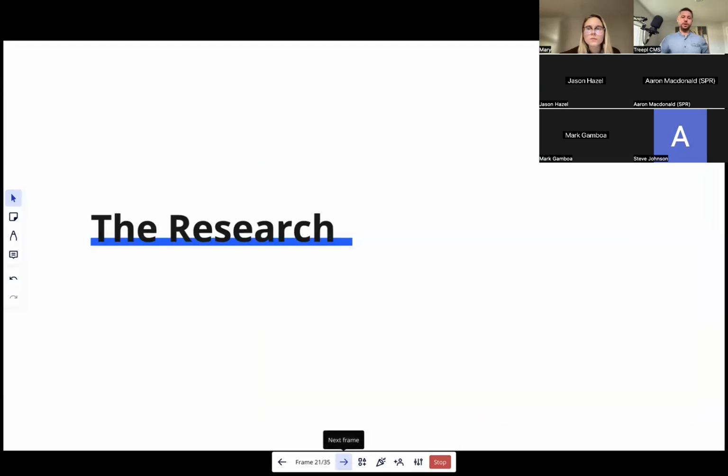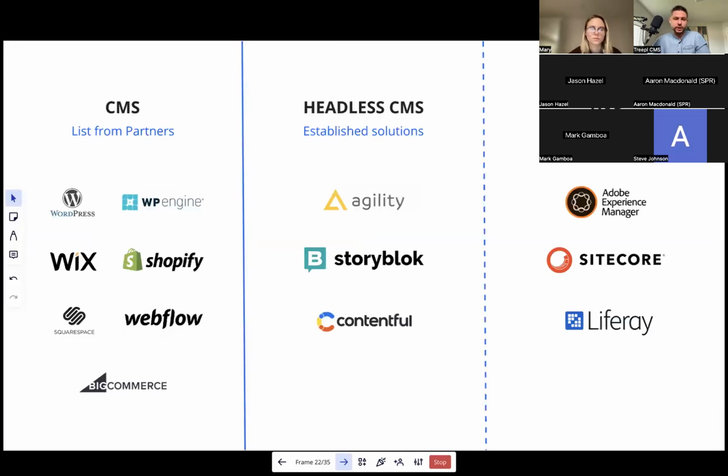So here are the platforms that we defined we want to research. This is the list from partners, and again, we're talking only about software as a service solutions. This is the list of platforms that you gave us, that you mentioned in the surveys. These are what you are competing with on your market, the platforms the agencies you compete with are using. So these are WordPress.com, which has its own SaaS solution, WP Engine, which is WordPress, Wix, Shopify, Squarespace, Webflow, and BigCommerce.